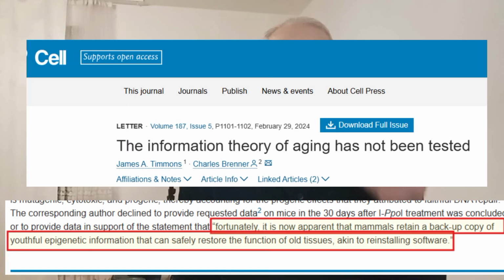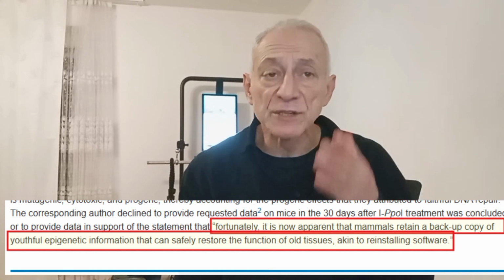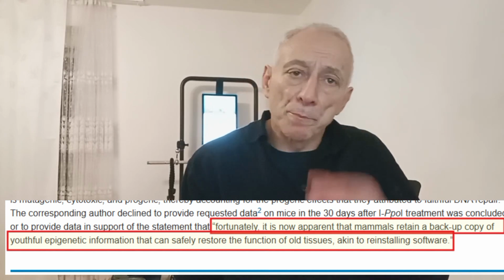The information theory of aging is built on the idea that your body has a perfect backup copy of its epigenetic instructions. It claims that if we reset these instructions, we can turn back the biological clock. But here's the problem. Aging isn't just about scrambled instructions. It's also about physical wear and tear. Like I mentioned earlier, no backup copy can repair that.